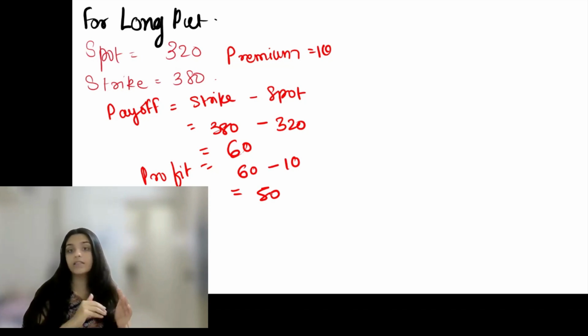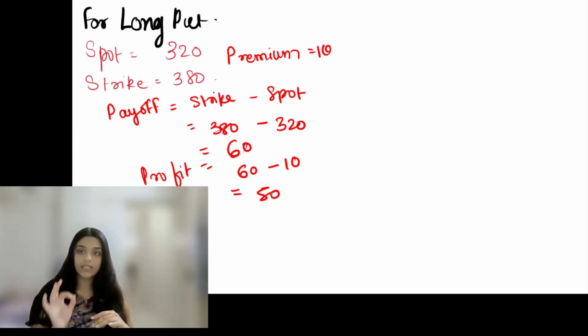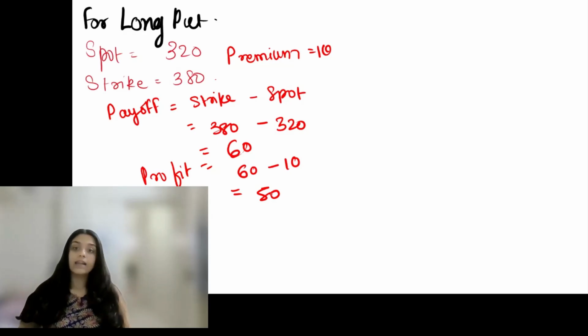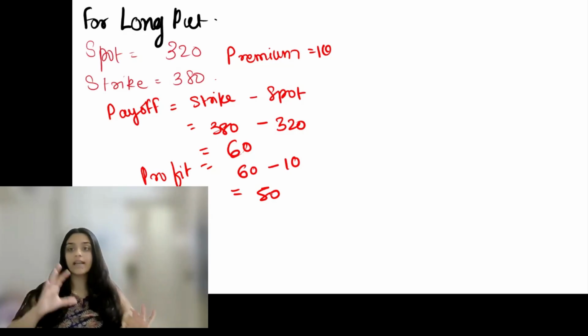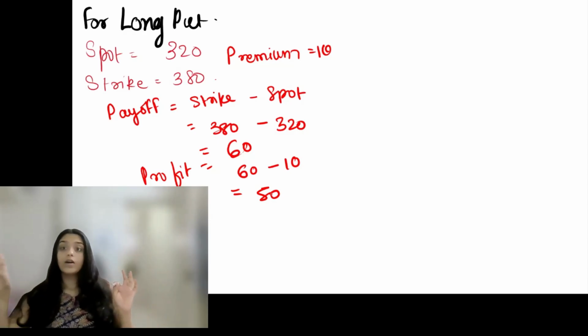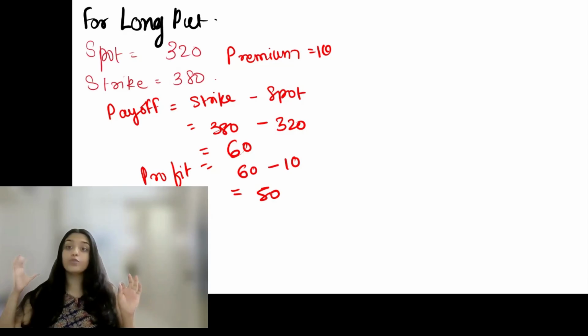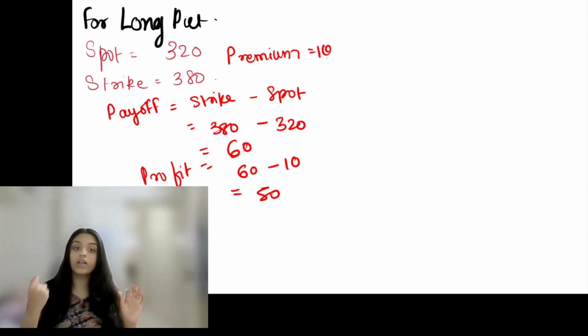Now your strike price is 380. So 380 minus 320 will give you 60 rupees of payoff. And the profit will be whatever the payoff is, so here it is 60 minus the 10 rupees he has paid to the short put position to buy that option. So the total profit will be 60 minus 10, which is equal to 50.